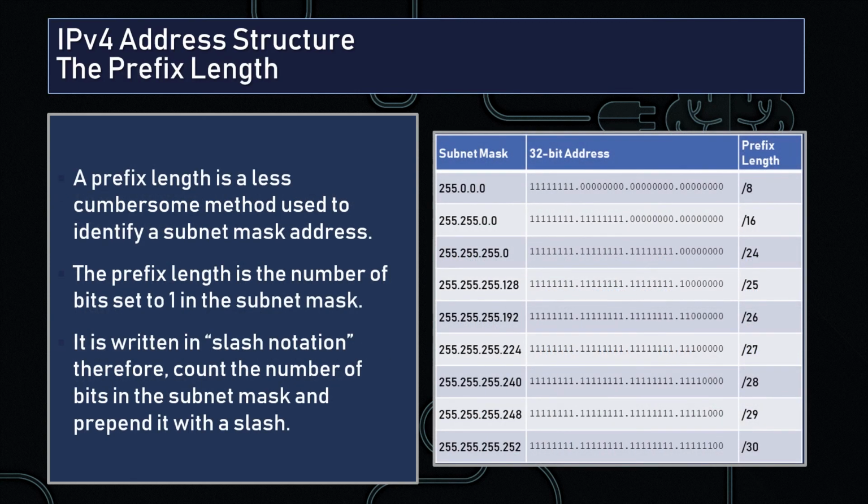Now a prefix length, or a slash or CIDR notation, is a less cumbersome method to identify the subnet mask address. The prefix length is the number of bits set to 1 in the subnet mask, and because they must be continuous, it's a single row of all of these bits. So we can see here the classful division /8, /16, and /24, and then we see 25, 26, 27, 28, 29, and 30. 30 pretty much is considered the last useful situation because remember we have to take out a pair of addresses, one for the network, one for the broadcast.